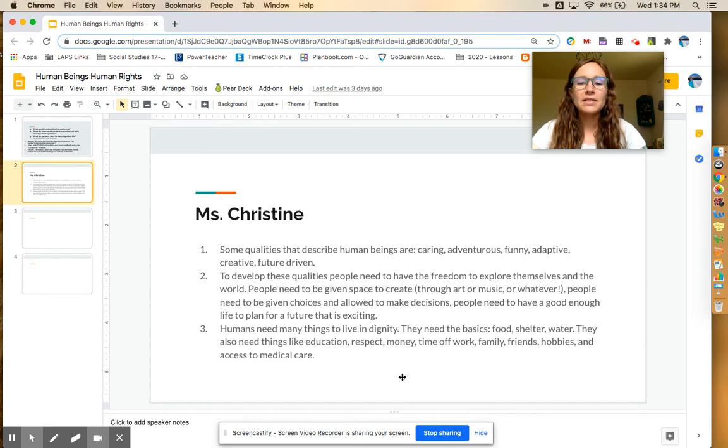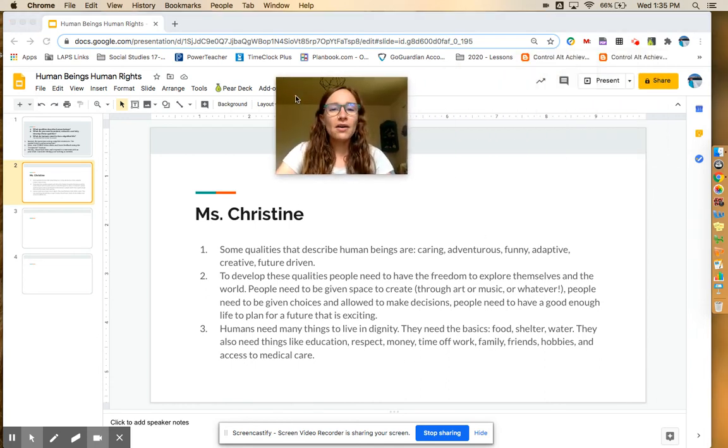People need to be given space to create through art or music or whatever. People need to be given choices and allowed to make decisions. People need to have a good enough life to plan for a future that's exciting. And number 3, humans need many things to live in dignity. They need the basics, food, shelter, and water. They also need things like education, respect, money, time off work, family, friends, hobbies, and access to medical care.